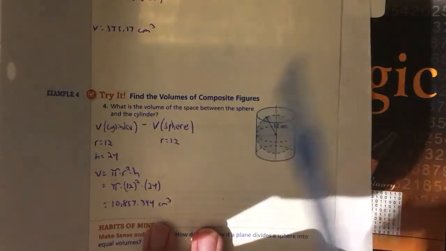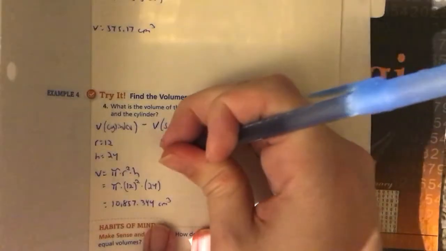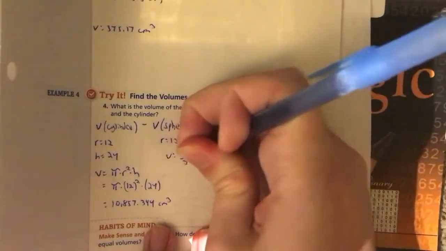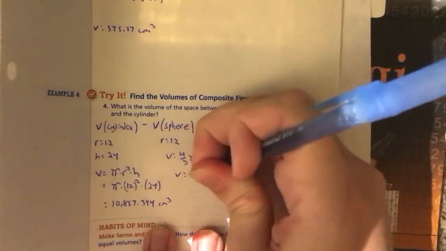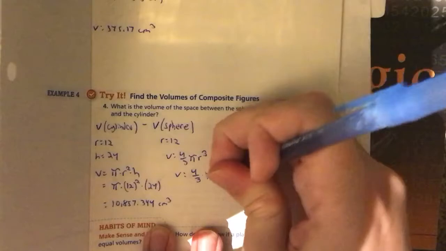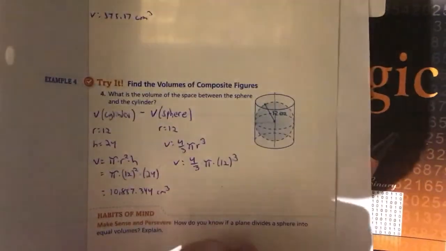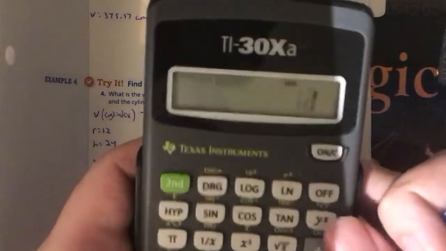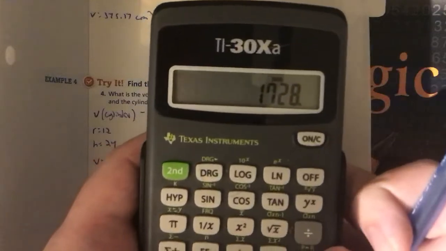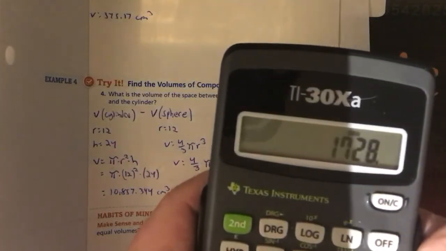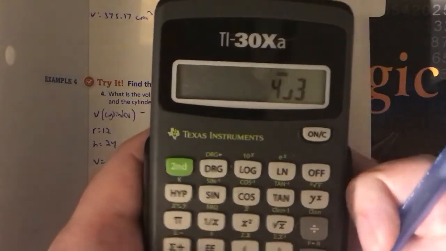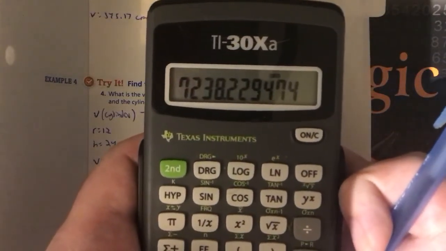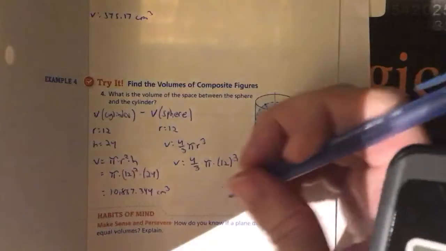Now for the volume of a sphere, we know the radius is 12. It's the same as the cylinder. The formula is 4/3 pi r cubed. So 4/3 pi times 12 cubed. 12 cubed is 1728, times pi, times 4/3. That gives 7,238.229.